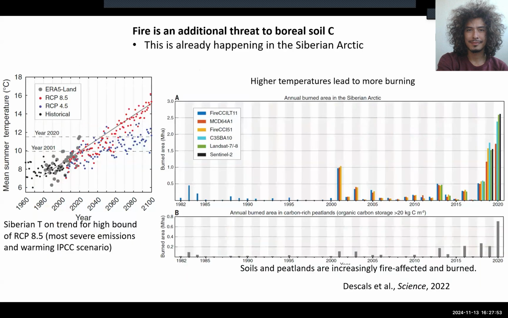And this is already kind of happening. There's, at least in Siberia, for example, which you can see on the left, the decadal increase in temperature is already sort of 2 degrees per decade, which is basically on trend with the highest emission scenario and highest response scenario from the IPCC reporting. So worst case, essentially, while fires in the Siberian Arctic are increasing substantially in the last 20 years alone, and this comes with increased burning of peatlands.